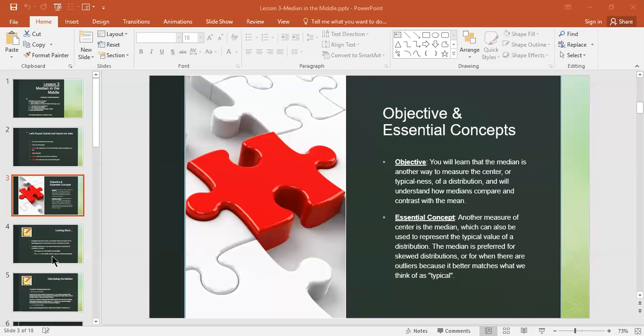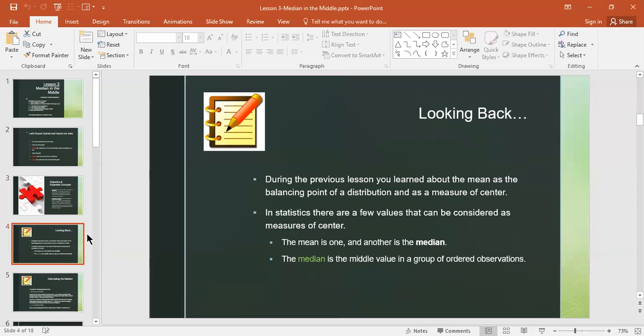So we're gonna start off with some definitions here. And the first thing you wanna talk about is what is a median? How do we find the median? What exactly is it, okay?